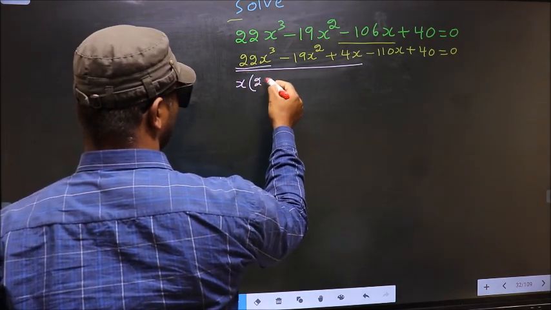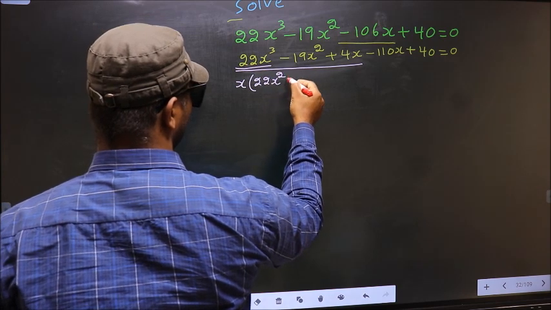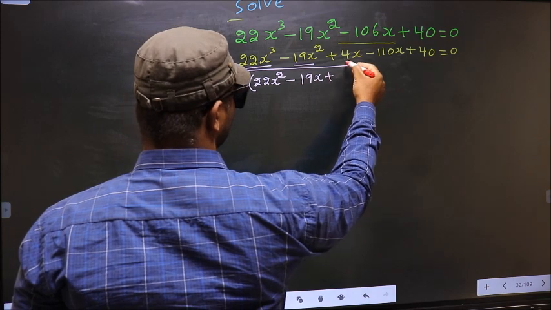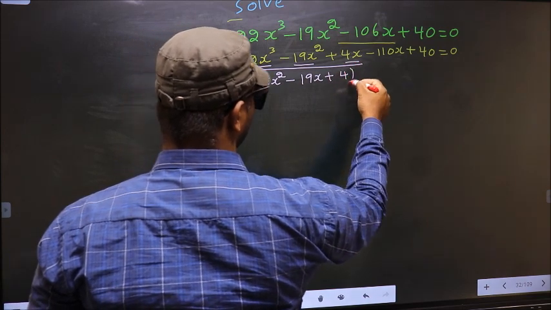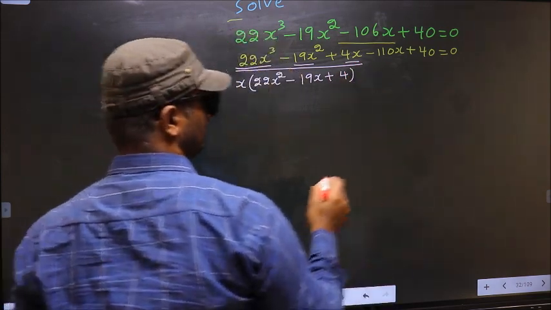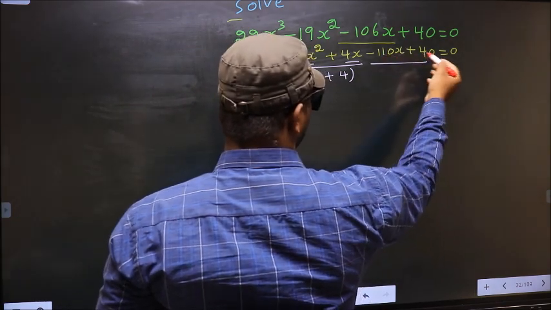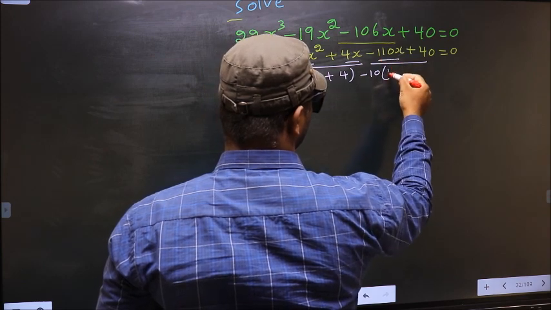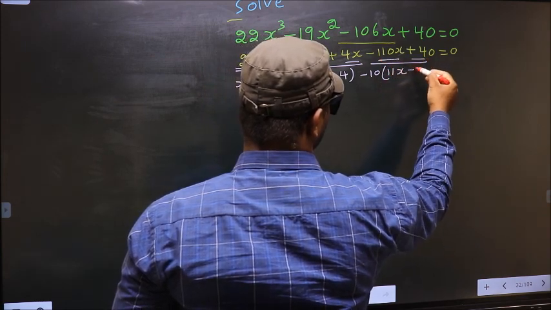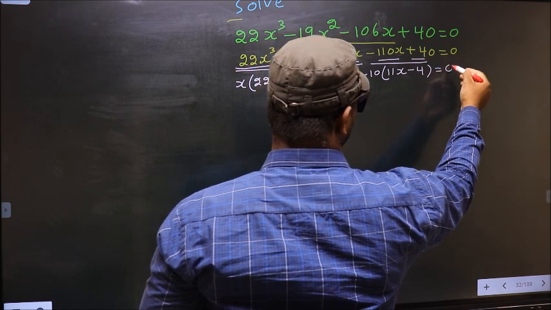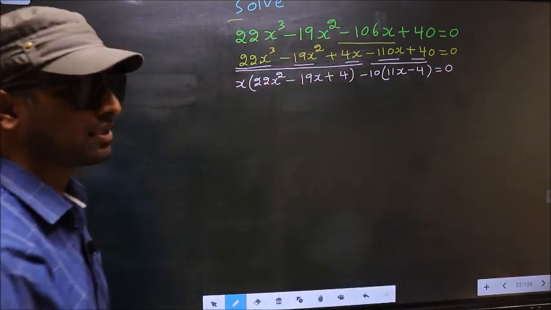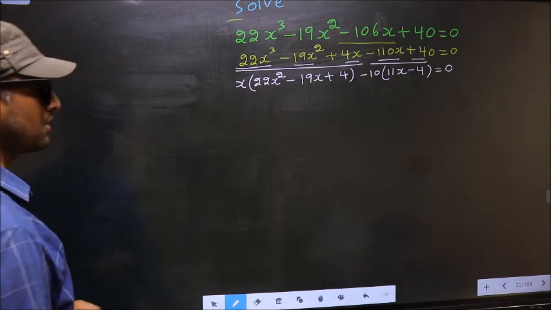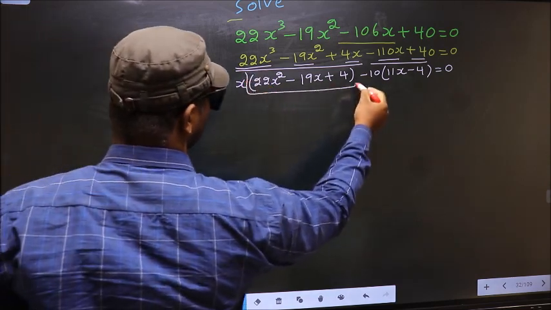So here you get 22x square minus from this x out you get 19x plus from this x out you get 4. In the same way, what can be taken out common from these two terms is minus 10. Here you get 11x and here you get minus 4 equal to 0. Now in this equation we have come across quadratic.